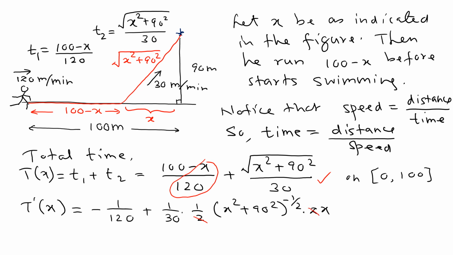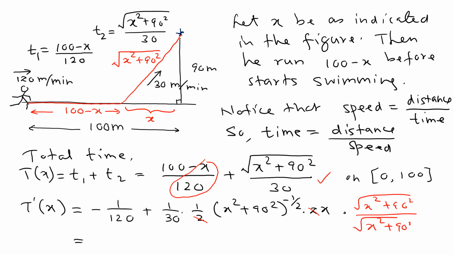If you simplify this, you can take the common denominator, which is 120, and also bring x squared plus 90 squared down. What we can do is multiply the top and bottom of the entire expression by the positive square root of x squared plus 90 squared. That's how we can do it.